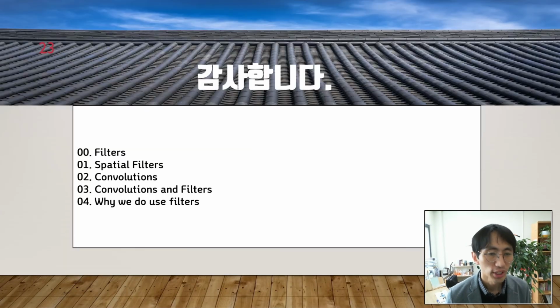Okay, so that was about the filters. Today we talked about filters, spatial filters, convolution, and filters. And lastly, we talked about why we use filters. What was that? To reduce the information and to extract more important information. Okay, thank you very much and see you next week.